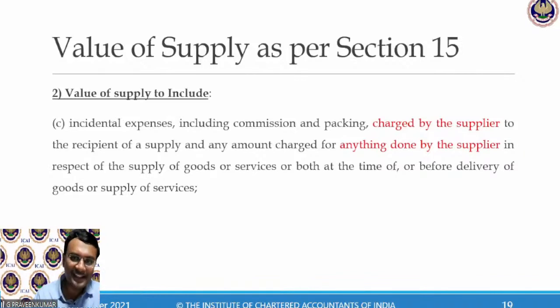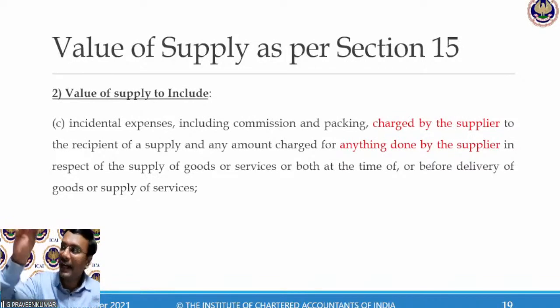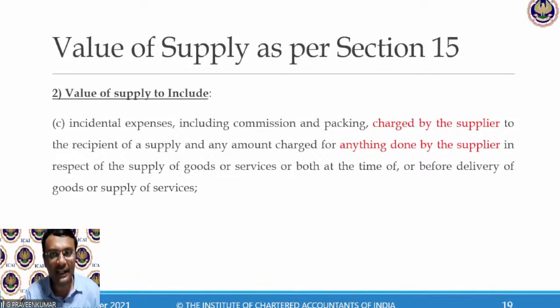I need to give it to a transporter. The transporter charges me 1,000 rupees. So 500 rupees for packing, 1,000 rupees for transportation. Money charged by the supplier to the recipient before or at the time of delivery. So this money of 1,500 is spent before or at the time of delivery. That means I collect it upfront along with the 80,000, or at the time of delivery I collect the 1,500, called COD, cash on delivery.